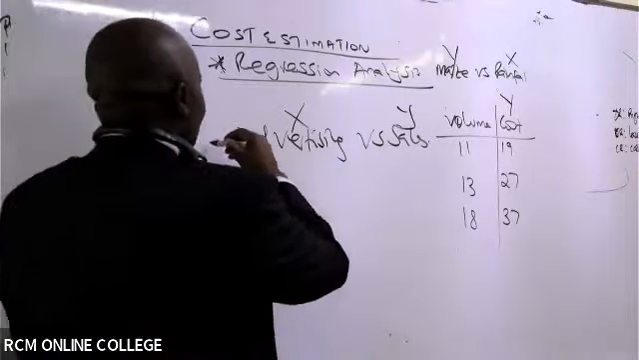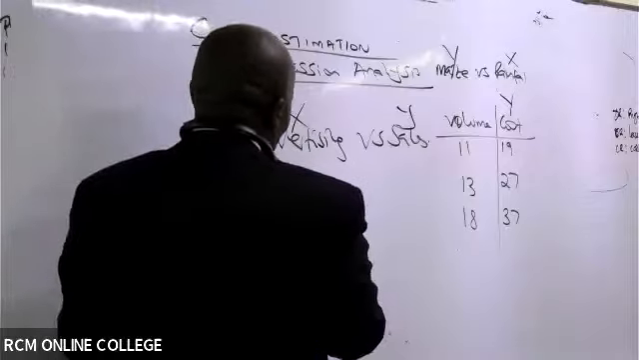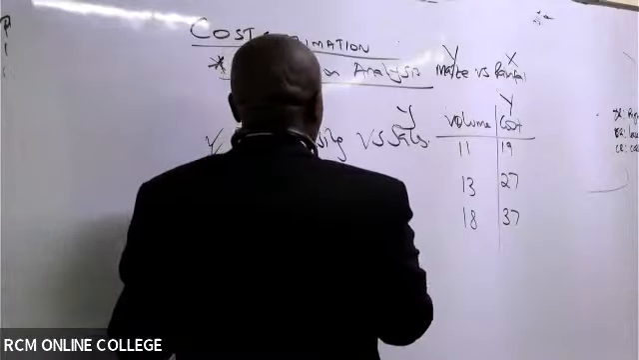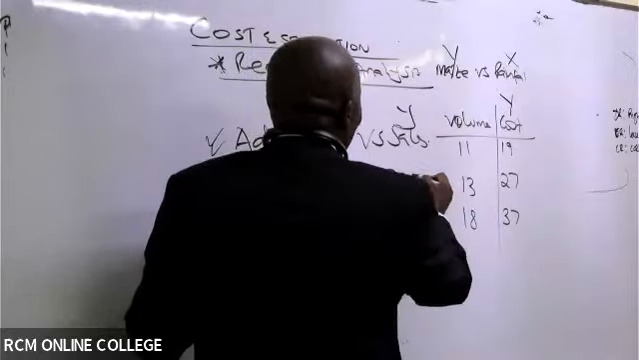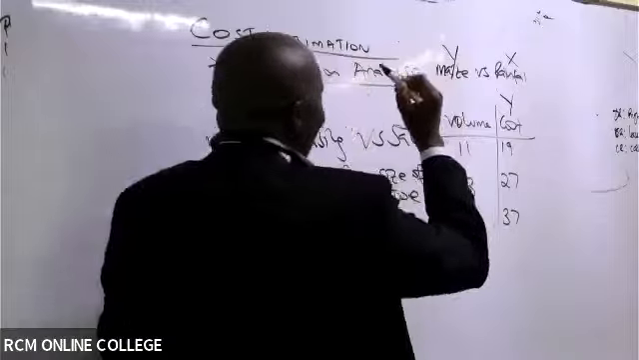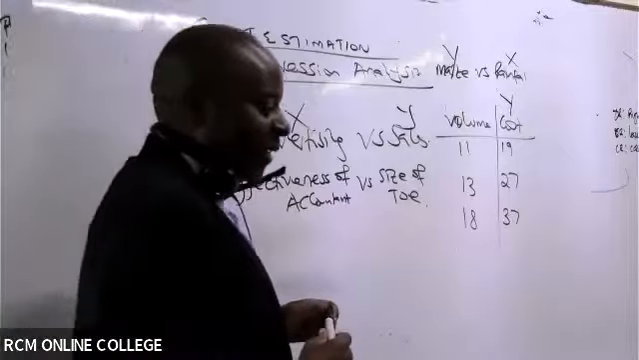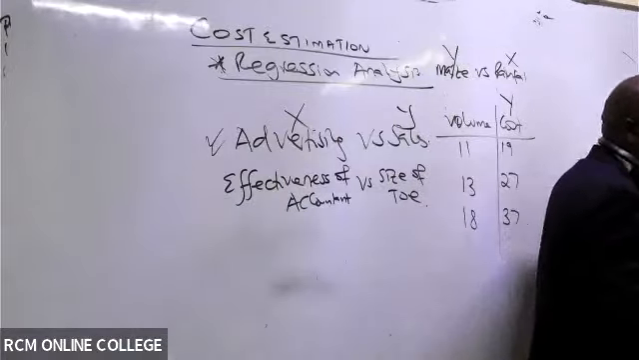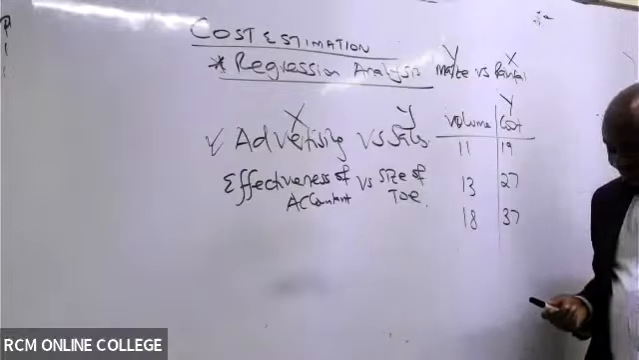The last one. Let's see here. If you get this correctly, even if I don't have money today, I give you 500 bob. Effectiveness of an accountant versus the size of the toe. Size of the toe. Effectiveness of an accountant versus the size of the toe. Please talk to me. Which one goes to Y?